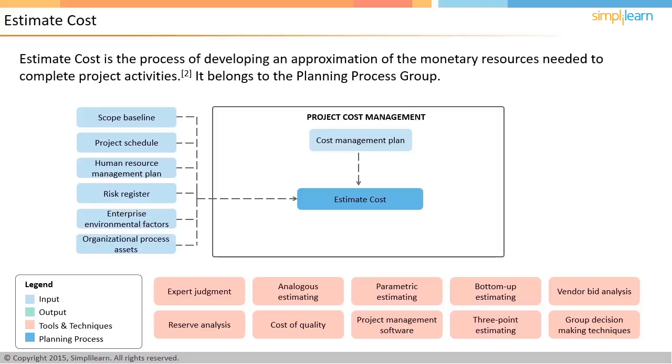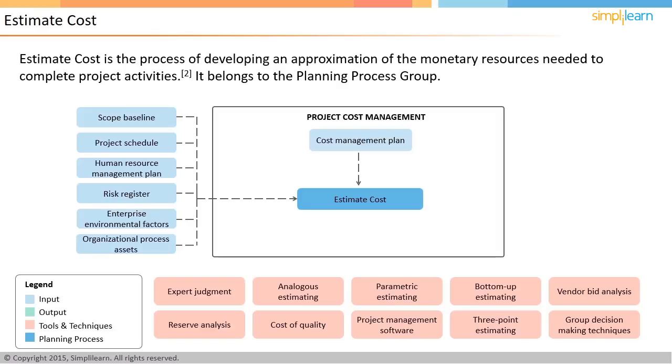Vendor bid analysis is a technique used to estimate project cost. For example, a project requires material procured externally through suppliers. In order to get that, you invite bids from 3 or 4 suppliers and assess their quotations. Based on their quotations, you can get an idea of the costs that will be involved in getting the material for the project.